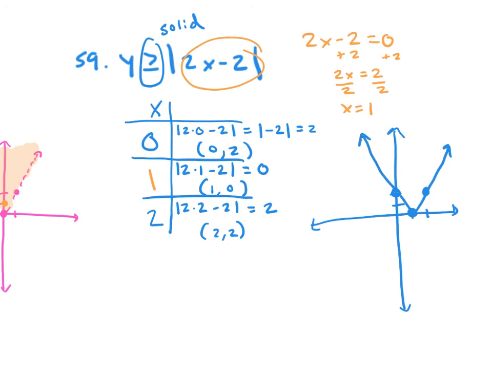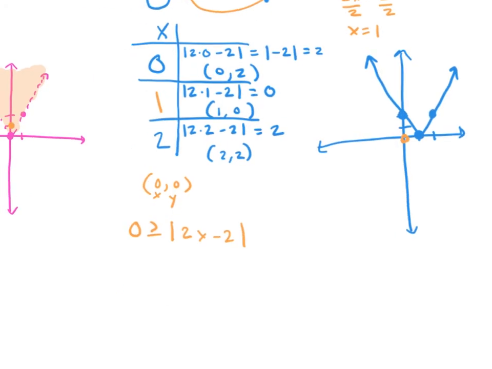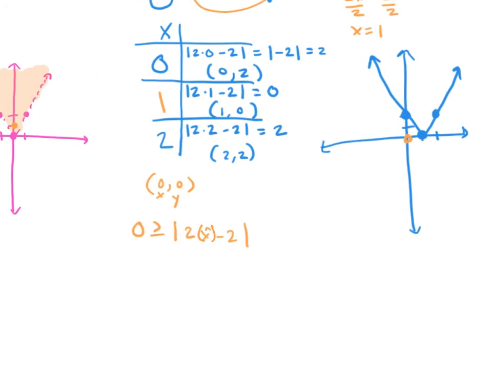Now we need to shade. How do we pick where we shade? So here we can plug in 0, 0. So we're plugging in 0 for x and 0 for y. So 0 is greater than or equal to the absolute value of 2x minus 2. So this is not x, this is 0.